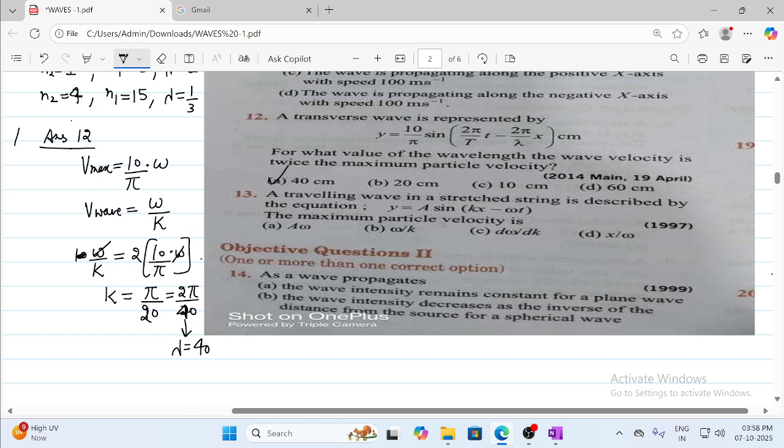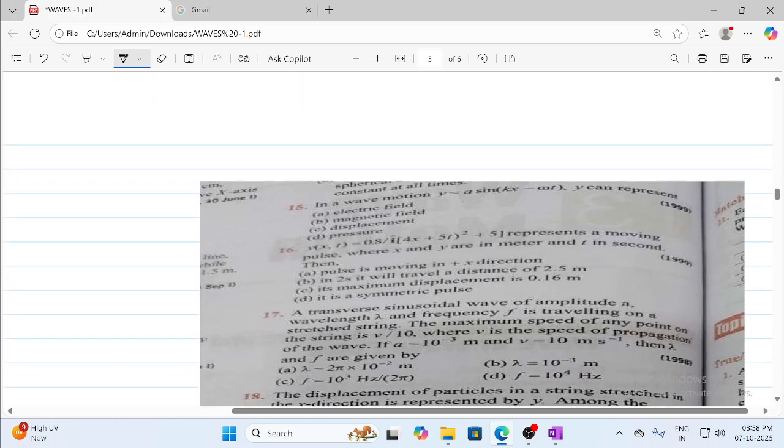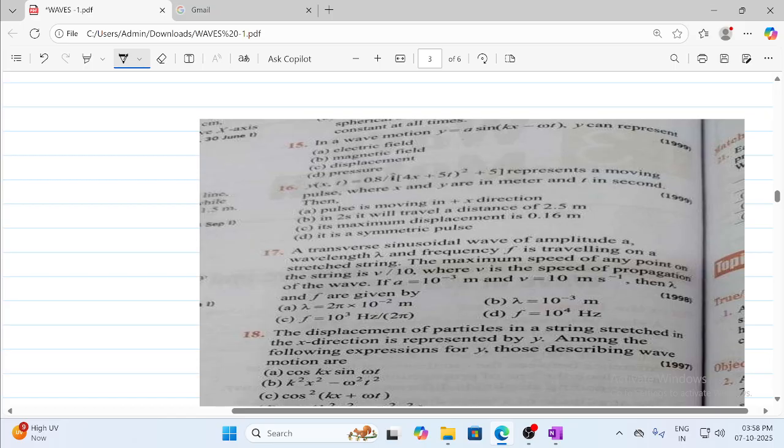The 13th. A traveling wave in a stretched string is described by the equation y equal to the maximum particle velocity. Clear. Let's move ahead. Question number 15 is easy. In a wave motion, y represents what? Displacement. Done. Now we are talking about question number 16.